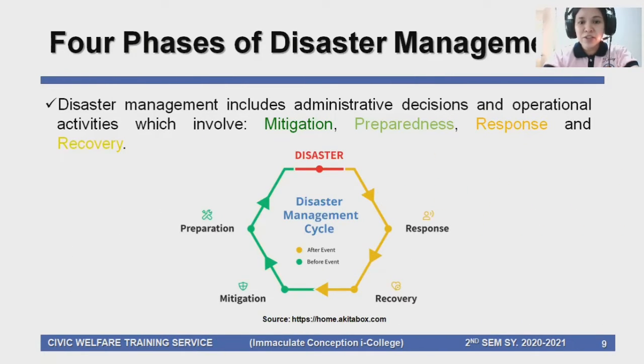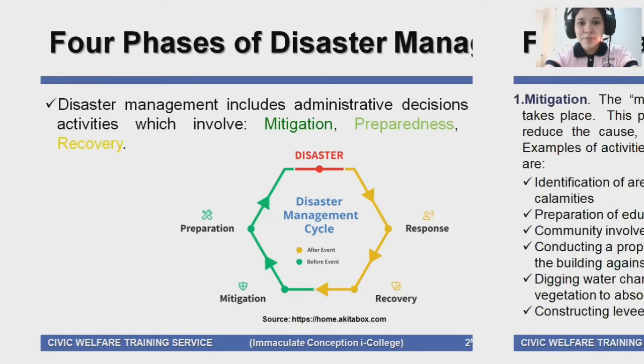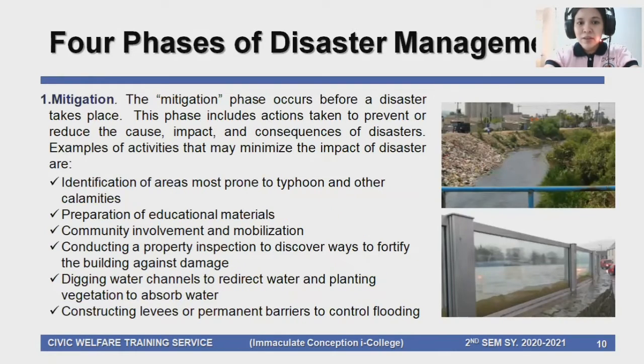4 phases of disaster management. These are mitigation, preparedness, response, and recovery. When we say mitigation, it occurs before a disaster takes place. The purpose of mitigation is to prevent or avoid or lessen the impact or degree of effect of disaster. Examples of activities that may minimize the impact of disasters are the following: identification of areas most prone to typhoons and other calamities. So find out what is really the center of the incoming calamity.